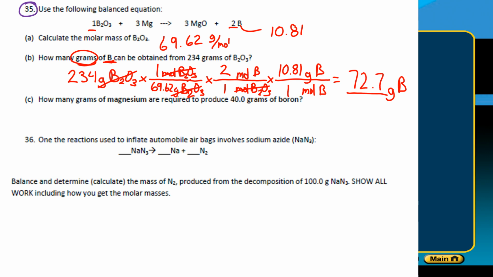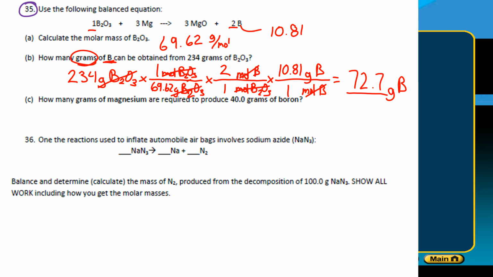All right, check your rounding. Make sure you use the same numbers. If you used a little bit different on your rounding, you might have a slightly different number. All right, any questions about that one? So again, just pay attention to what's canceling.